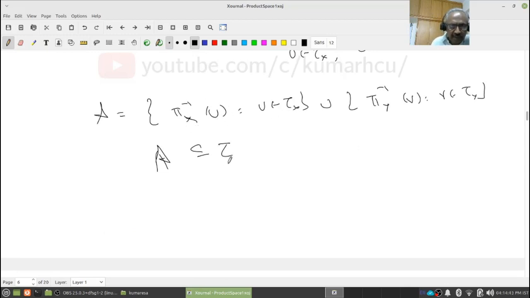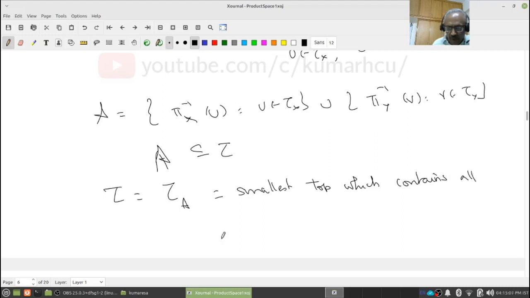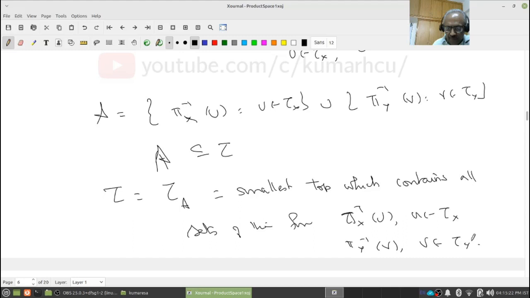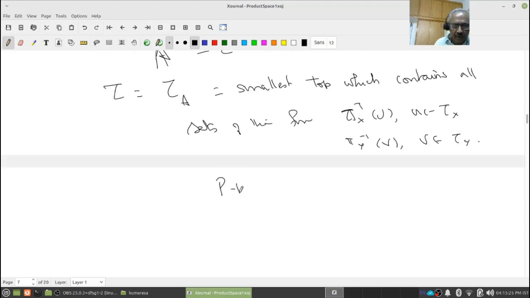You follow that? So any topology tau which makes pi x and pi y continuous must contain A, and this is the smallest topology. That means my topology tau is nothing other than the smallest topology which contains A. All sets are of the form pi x inverse of u, where u is in tau x, and pi y inverse of v, where v is in tau y. Pause, review, proceed.